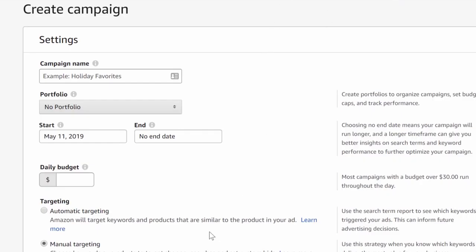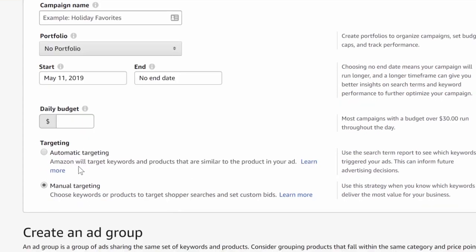I forgot to say, up at the top, you will want to choose manual targeting instead of automatic targeting, because that's going to allow us to bid on specific keywords instead of just the automatic campaign, which is just going to advertise it for us. And so this is where we're going to get the accurate keyword info.